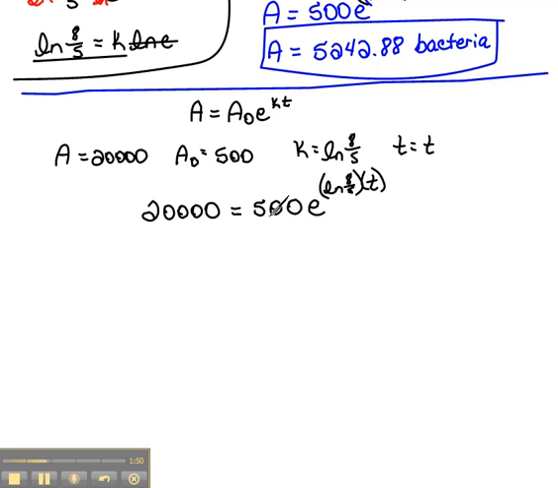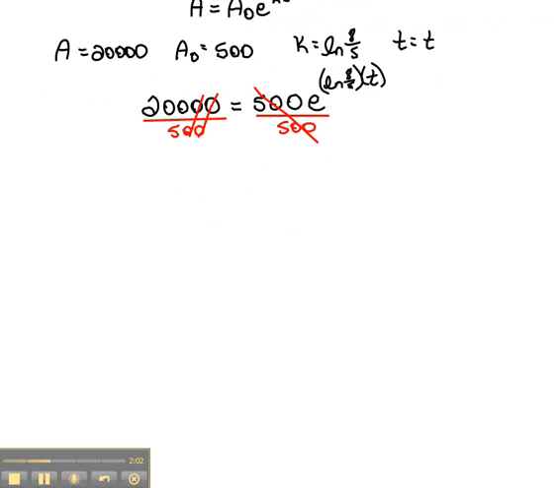Okay, so first things first, let's divide by 500 to get the exponential alone. By doing that, we have 200 divided by 5, which is going to be 40, equals e to the, now I'm going to write this a little bit different. I'm going to write it as t natural log of 8/5. That looks a little bit better than having all those parentheses in there.